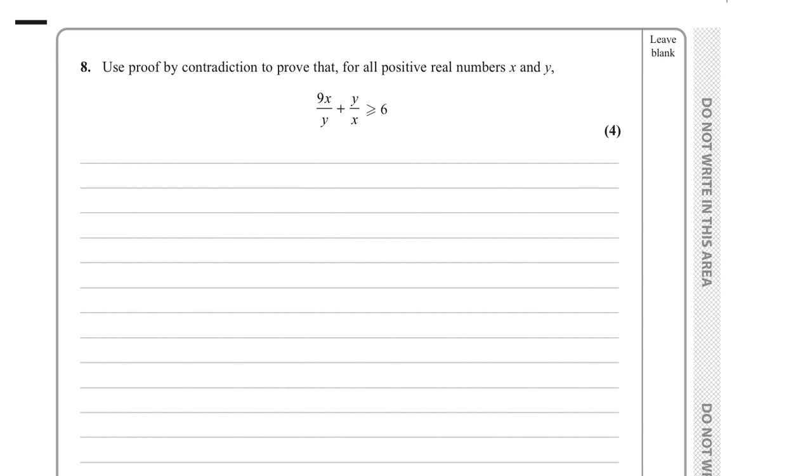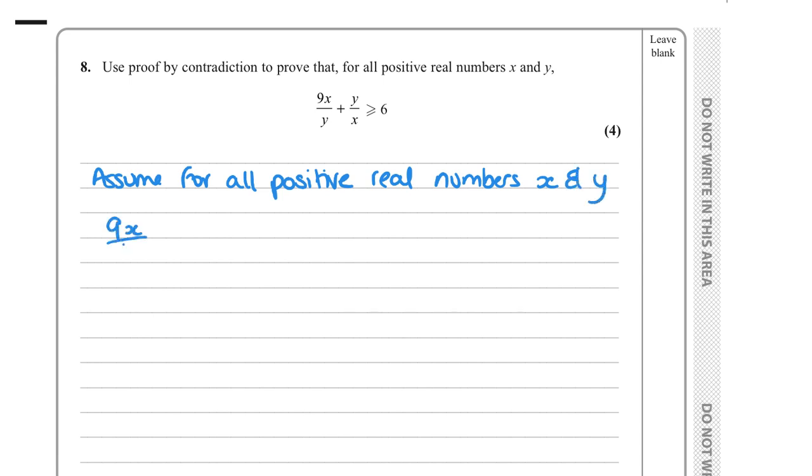Step 1. If we're going to contradict it, we need to assume, therefore assume for all positive real numbers x and y, that 9x over y plus y over x is less than 6. Something we have to watch out for here is some people put less than or equal to 6. That's not the opposite of greater than or equal to.